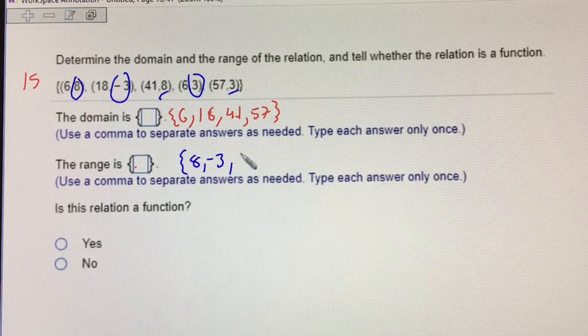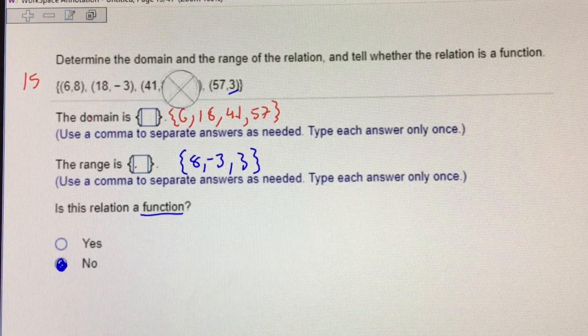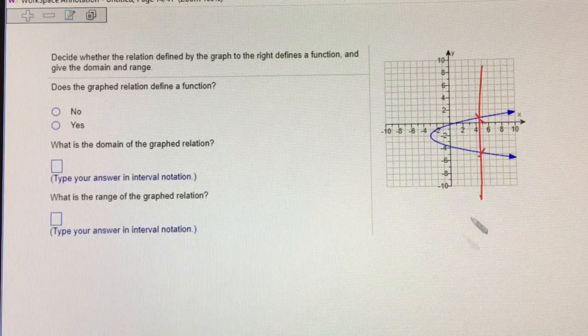Eight, negative 3, 3. Is it a function? No. The reason is because an x value repeated. Notice, I have x equals 6 two times. That means it's not a function. Is this graph a function? The answer is no. It fails the vertical line test in almost every place. So no, it is not a function.